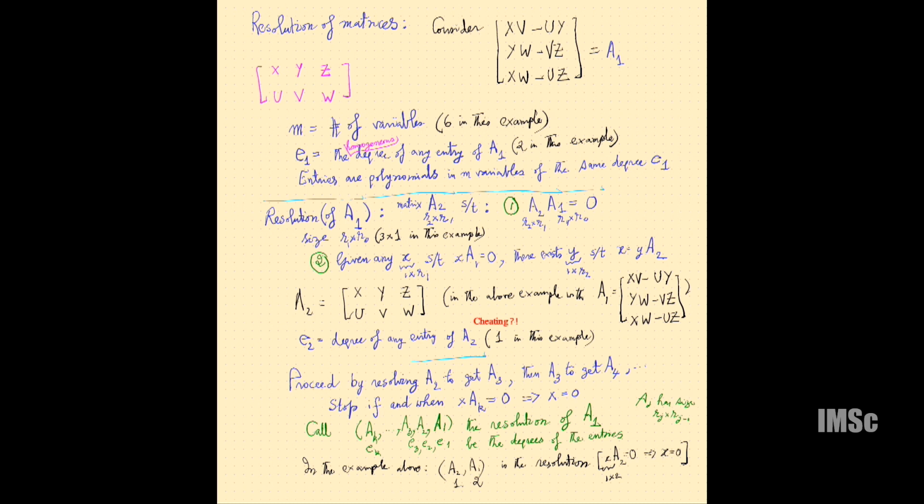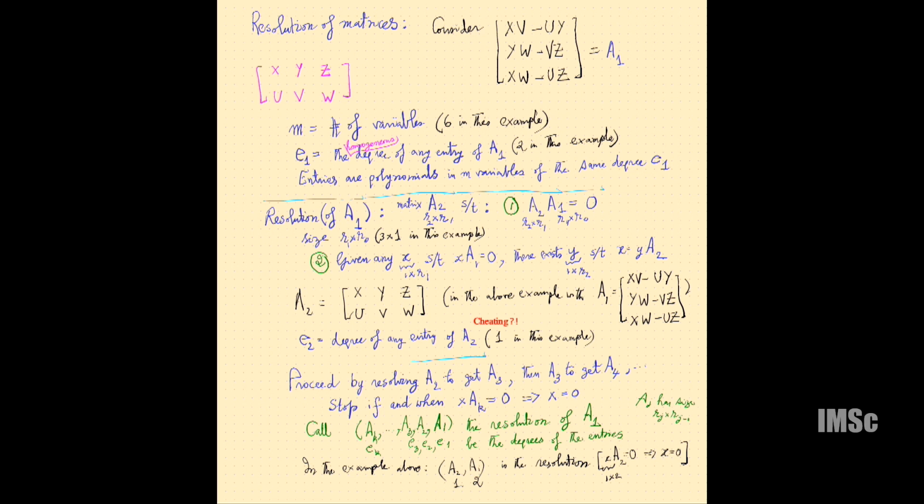Let's begin. I want to talk about resolution of matrices. I'm going to be looking at very special matrices. So A1 is such a matrix. It need not be a square matrix. As you can see, this is 3 cross 1. The entries, as you can see here, are polynomials.